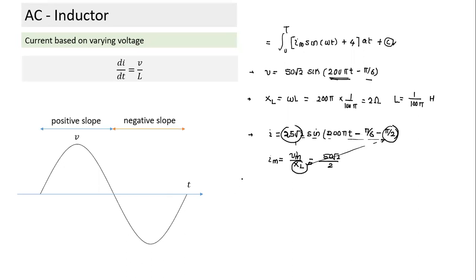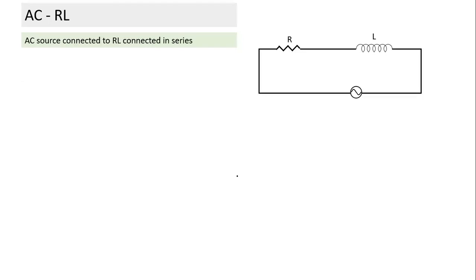Okay, so I hope that you have understood the AC source connected to an inductor. Now we'll take the case where an AC source is connected to a resistance as well as an inductor. Both are connected. In the previous case we took only one. One inductor was connected. We have seen earlier what happens in case of resistance, and what happens in case of inductor.